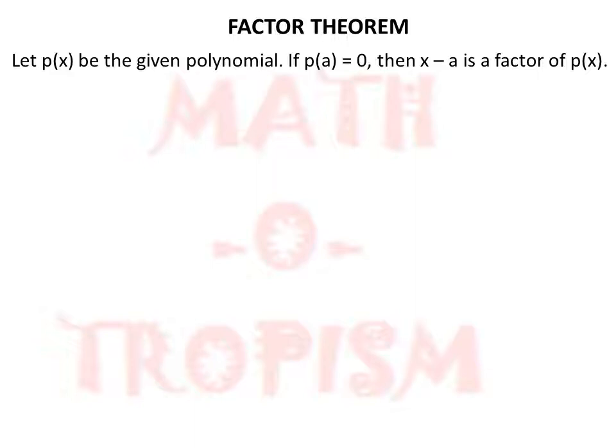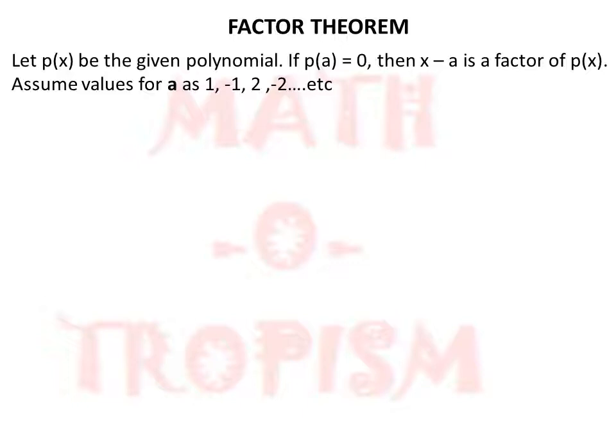So when I substitute the value of a in the given polynomial, it should come to 0. If it is coming to 0, then, see here, if we are taking a, you should write x minus a. So x minus a is a factor of p of x. So we will be generally assuming values for a starting from 1, then minus 1, then 2, minus 2, etc. till we find a value for which p of a is going to become 0.